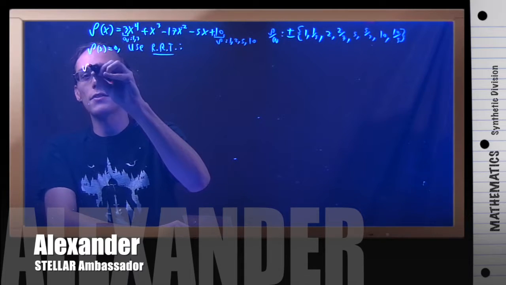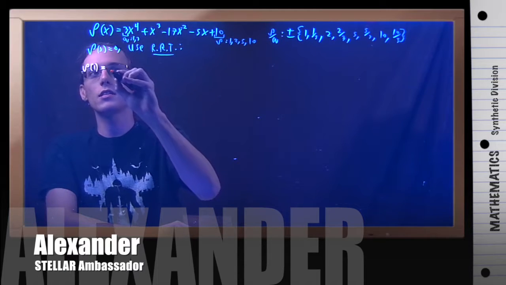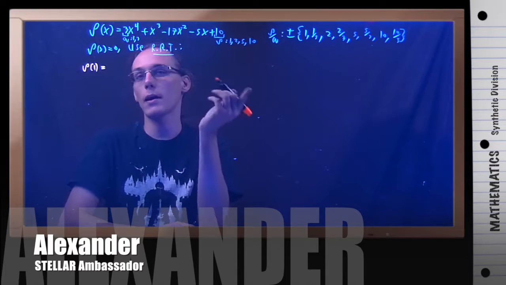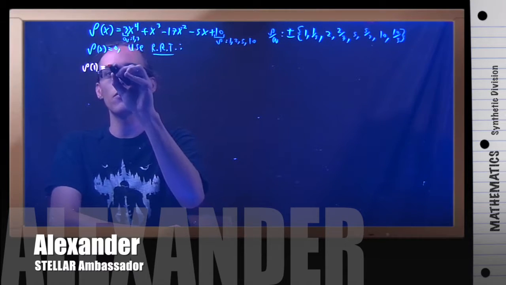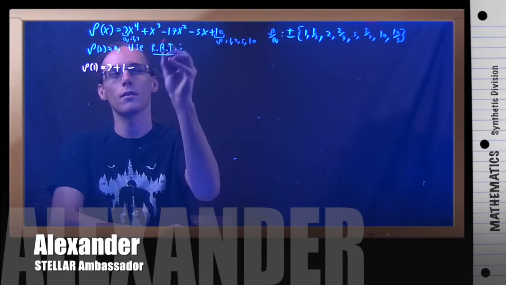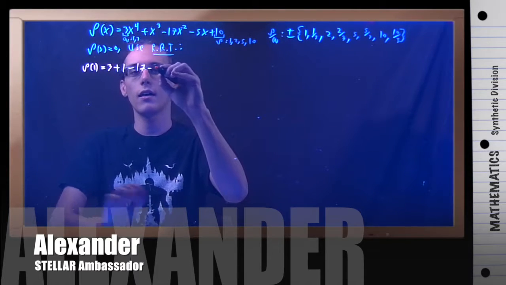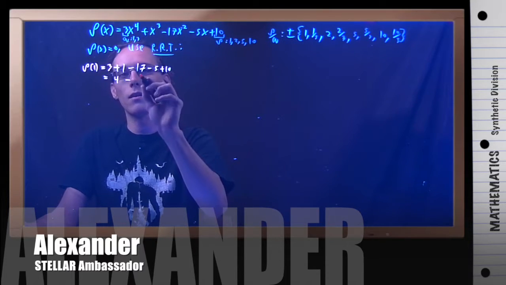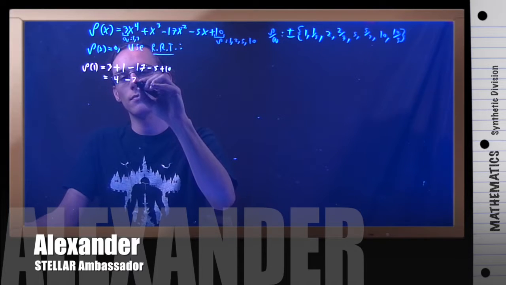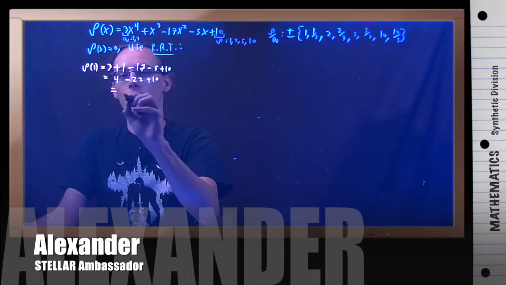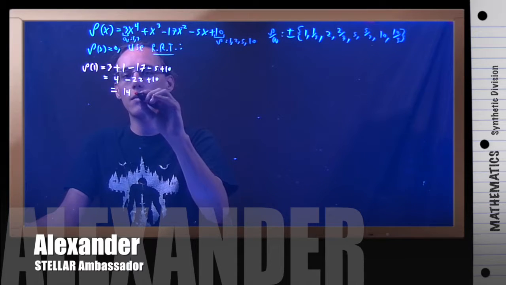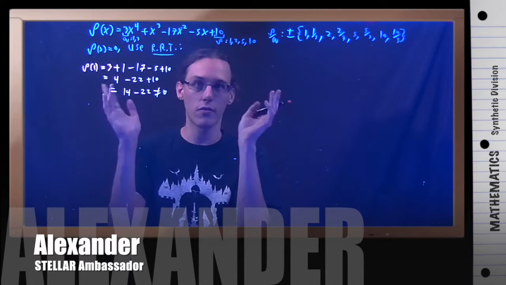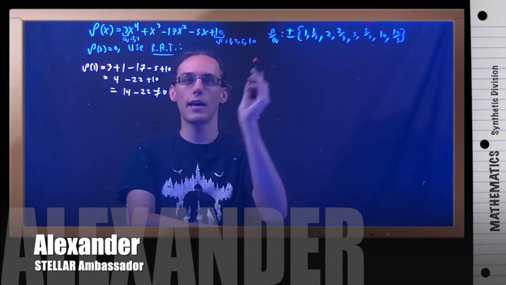So if I do p of positive 1, 1's easy to plug in, so 3 times 1 to the fourth. Really, all these variables, x to a power, 1 to any power is just 1. So this whole thing is just going to be 3 plus 1 minus 17 minus 5 plus 10. And if I add this up, I get 4, 17 and 5 is 22, and then plus 10. And then I've got 14, minus 22. And that's definitely not 0. So at this point, I don't even care what the value is. It's not 0. So positive 1, that doesn't work.